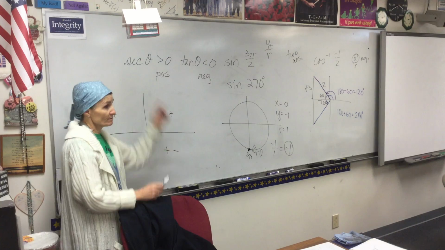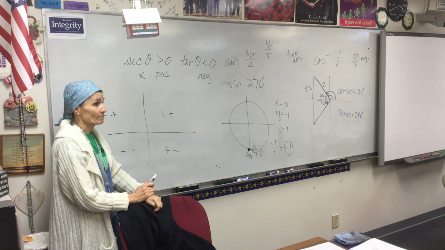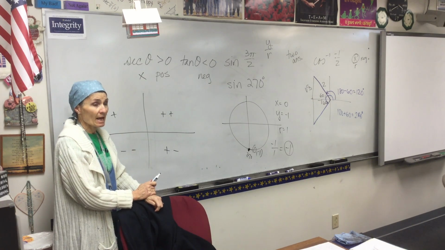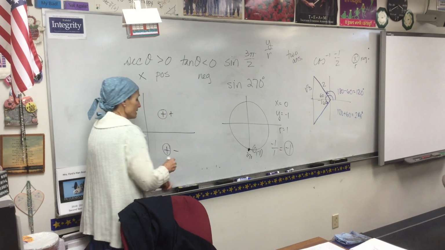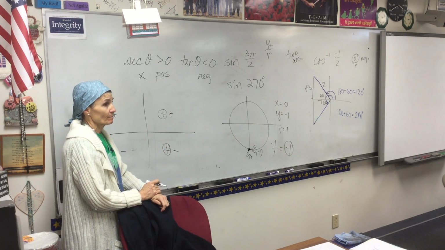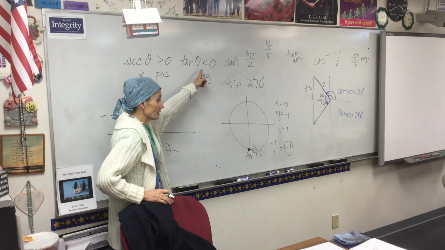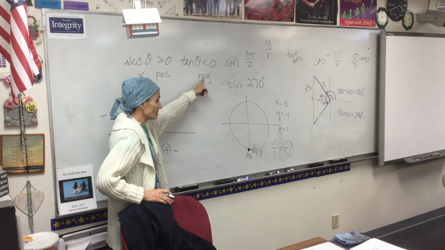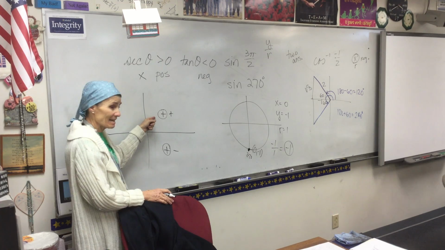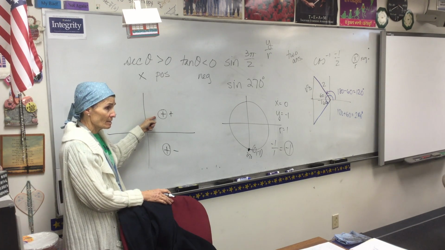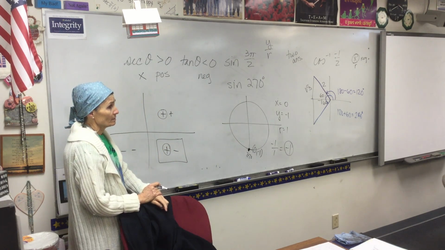And why am I interested in X? Cosine is X over R, and this is the reciprocal of that. So I need X to be positive. Secant is X. I need X to be positive. Where does that happen? Here and here. Right? Now, see that right there? That says the tangent has to be negative. Now wait a minute. If these are my two options, is anything negative here? So the answer must be quadrant 4.